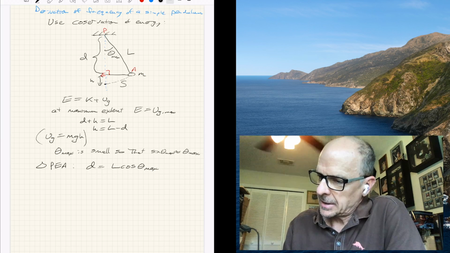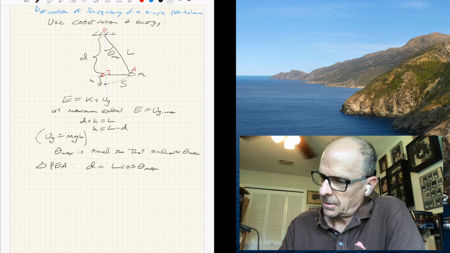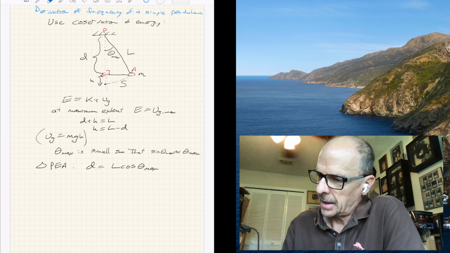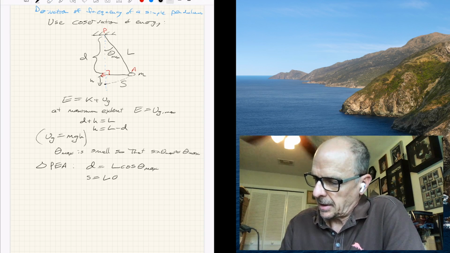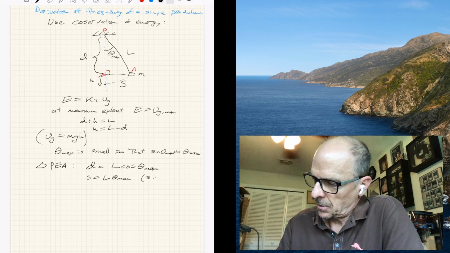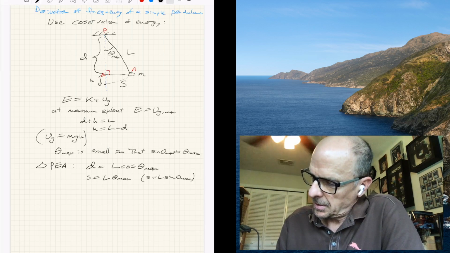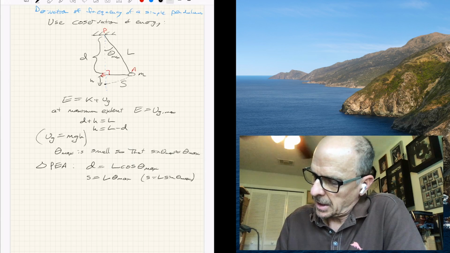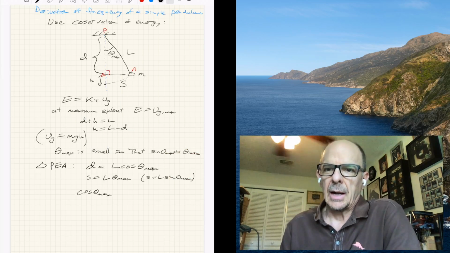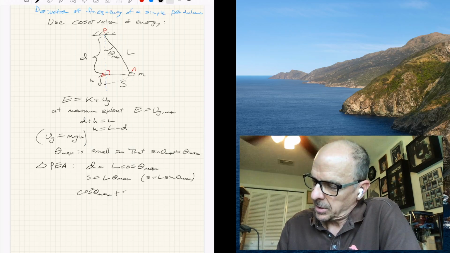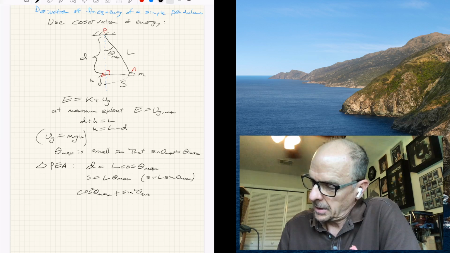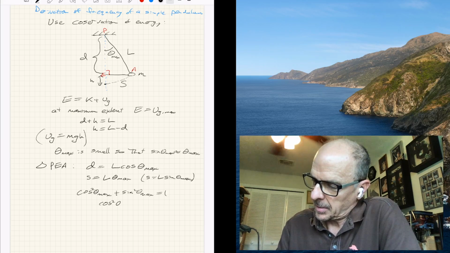I also know that from the full triangle, if I approximate S as a straight line, I have that S is equal to L times theta max. That comes from S equals L sine theta max. And so cosine of theta max, I have to express it in terms of sine, so I can get it in terms of theta max. Well, cosine squared plus sine squared of any angle is equal to 1. So that means that cosine squared of theta max is 1 minus sine squared theta max.